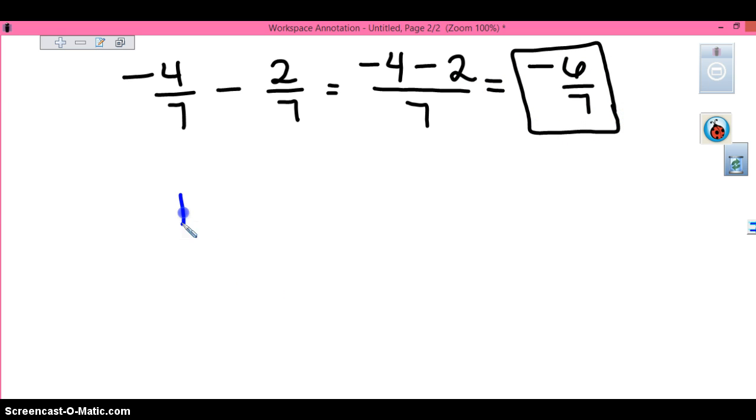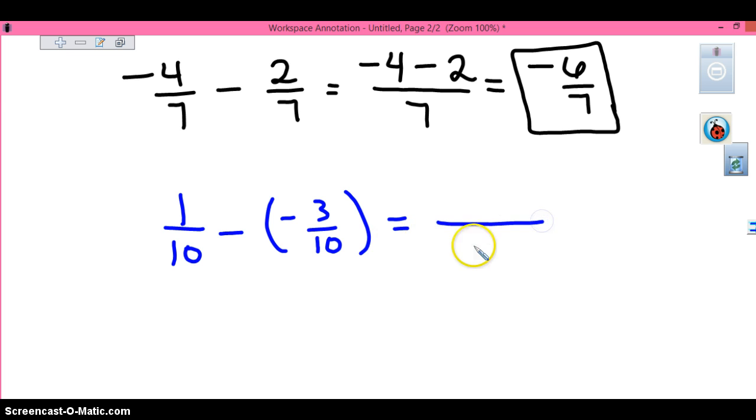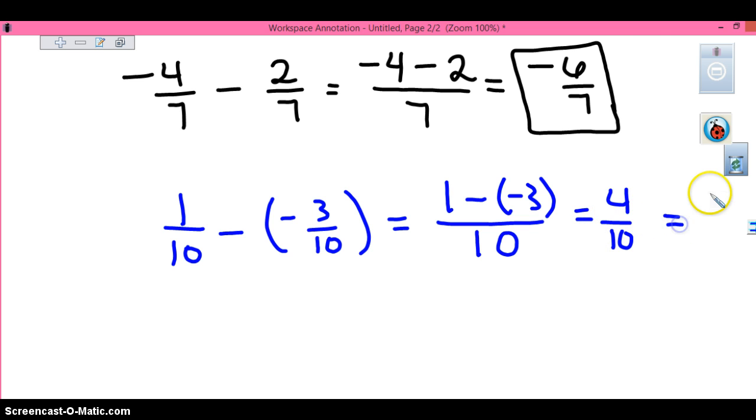Here we have 1/10 minus -3/10. These are like fractions. They have the same denominator. We keep the denominator and we subtract the numerators. 1 minus -3 will be 4/10. Can we simplify this? Yes. This simplifies to 2/5. They're both divisible by 2.